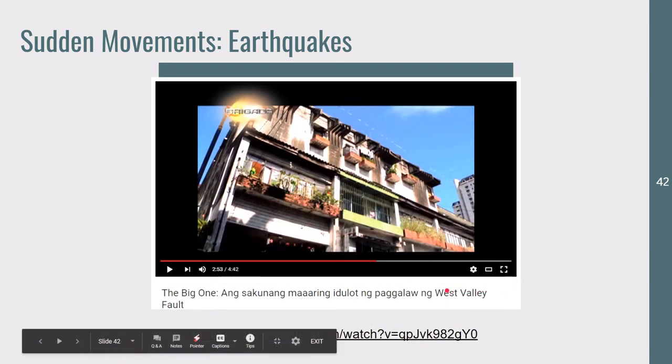And then this is what the Metro Manila cities are preparing for, the big one, the possible damage that could arise once the West Valley Fault moves. Again, I'll provide the link in the description below.